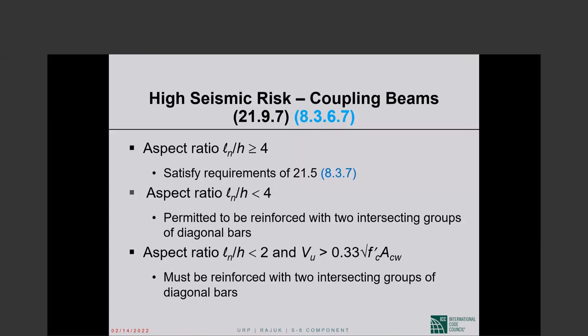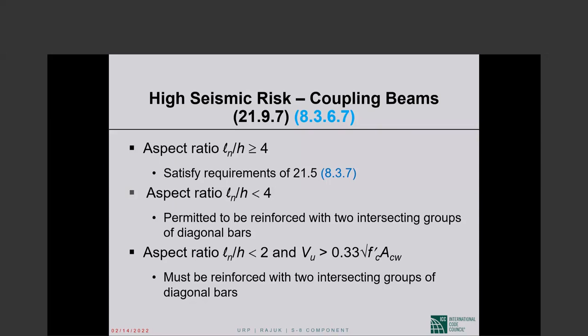This tension-compression couple resists a part of the overturning moment, leaving only the remainder of the overturning moment to be resisted by the shear walls themselves. So we can spare the shear walls from damage by sustaining damage in the coupling beams, which are much more easily repairable. So these are pretty popular.